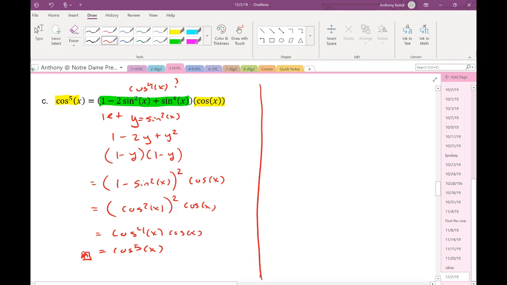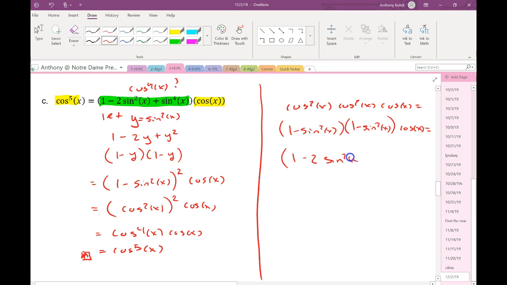So if I worked on the right-hand side, which is what I said to Abby, that's what I would have done. What I would have done is written this as cosine squared times cosine squared times cosine. And then, well, I can do that. And when I FOIL, I get it.